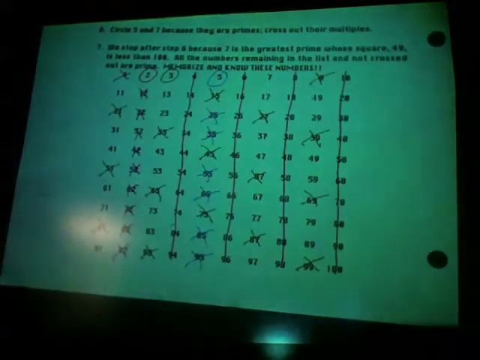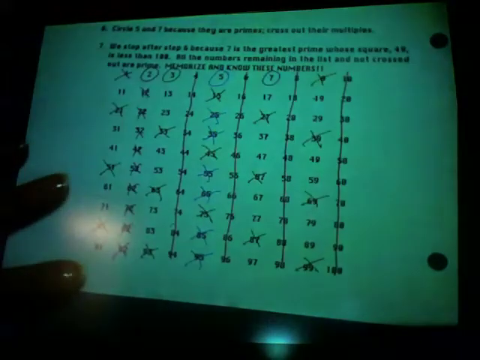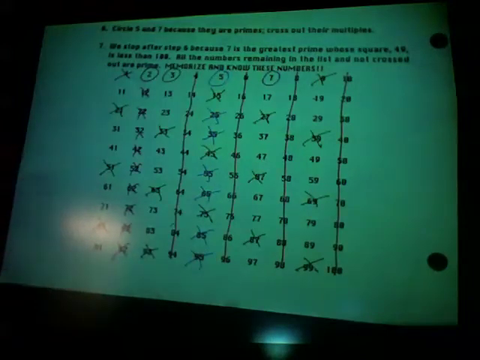The last one that we have to do is the 7's. So 7 is the next number that's not crossed out. It is also prime because only 1 and 7 divide into it. Now you have to count by 7. If it's not crossed out, cross it out. There's going to be a lot of them that are already crossed out. 14 is the first one.